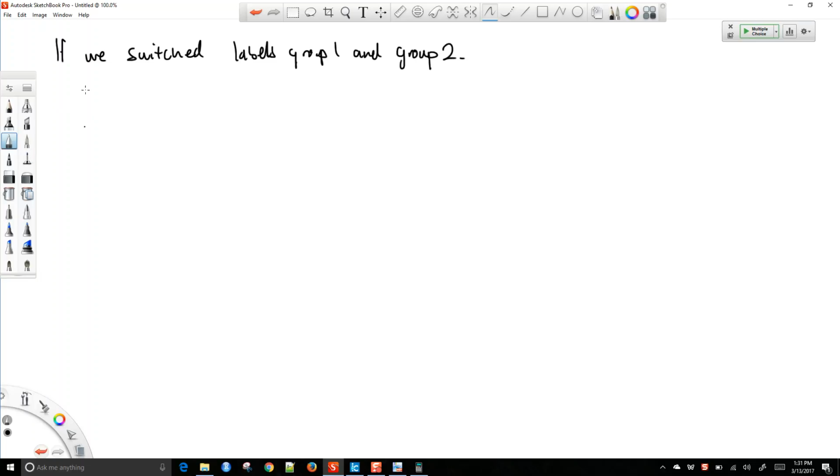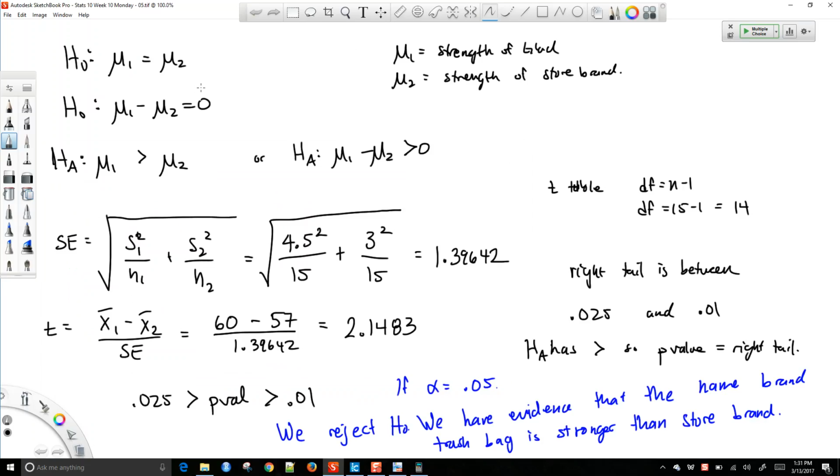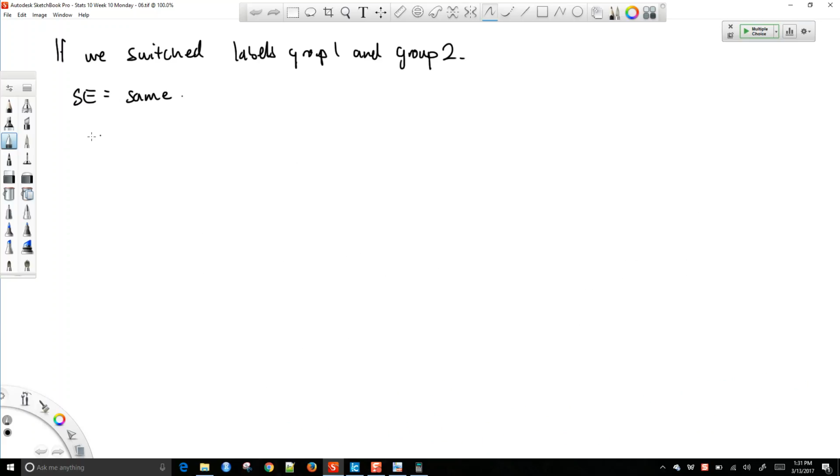my standard error would be the same. If we look at the standard error, this thing would be over here and this thing would be over here, but because you're adding them together inside the square root, that number is going to be the same. What will happen is that my test statistic t would change. My t would become 57 minus 60 divided by the standard error, and so my test statistic would end up being negative 2.1483 or whatever it was.